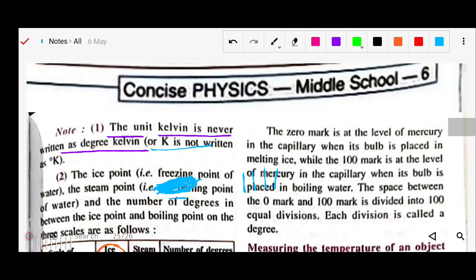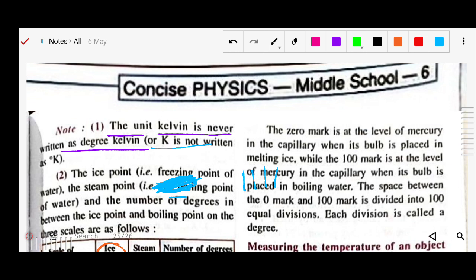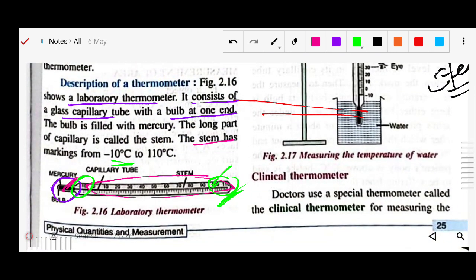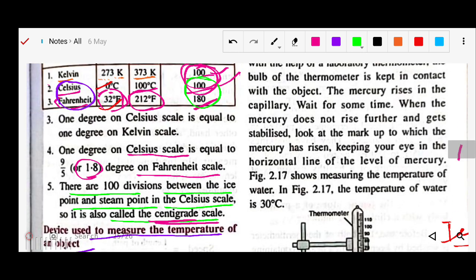The 0 mark is at the level of the mercury in the capillary when its bulb is placed in melting ice. Whenever you place it in melting ice, the reading shown will be 0 degree. The 100 mark is at the level of the mercury in the capillary when it is placed in boiling water. So when you place it in boiling water, the reading will be 100 degree.